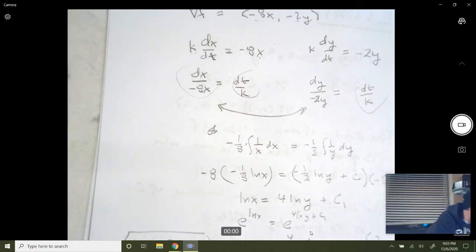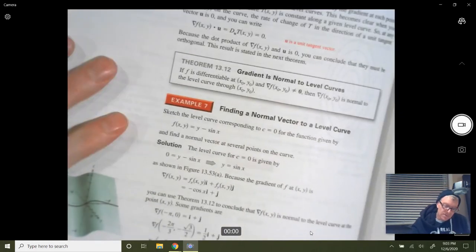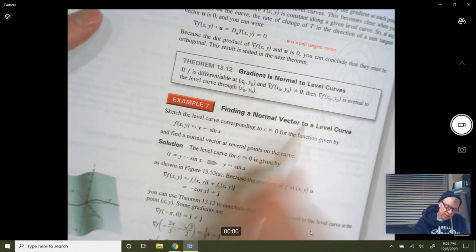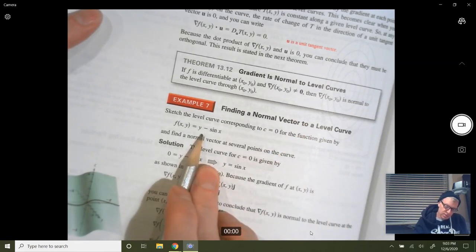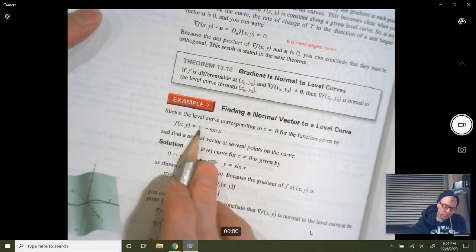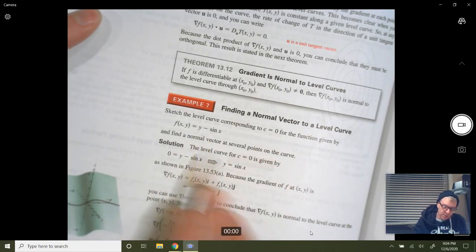Do we want to do another one? I don't think we need to do another one. Example 7 is kind of interesting if you wanted to take a look at that. Find a normal vector to a level curve. Okay, so they take this thing, sketch a level curve to c equals 0. So if you set this thing equal to 0, you simply get y equals sine x.